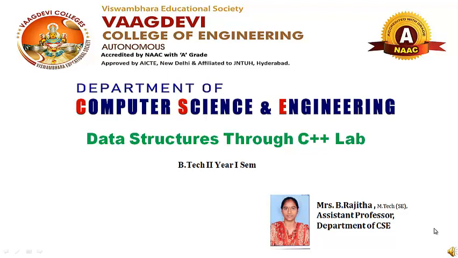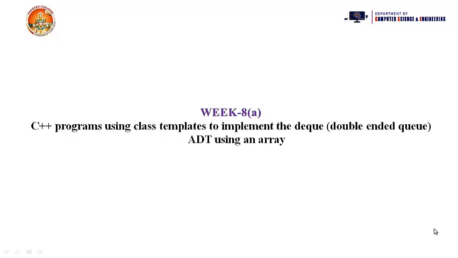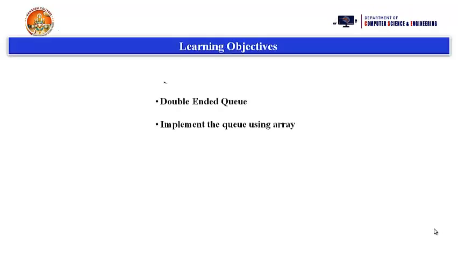In this session, we are going to learn about data structures through C++ lab programs. Week 8 program. Write a C++ program using class templates to implement the queue, that is double-ended queue, using an array. In order to implement this program, we need to learn some concepts: queue, double-ended queue, and how to implement the queue using an array.